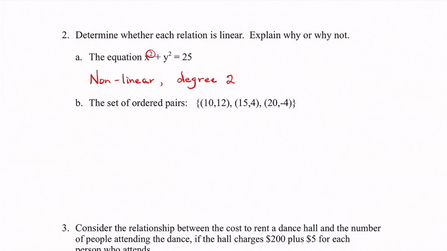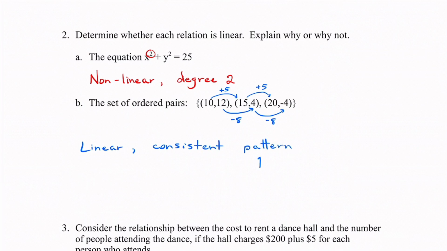For part B, we have the set of ordered pairs. So for the first one, we had 10 and 12, then 15 and 4, and then 20 and -4. If I look at the independent variable, I went from 10 to 15, and then from 15 to 20. So the first time it added 5, and the second time it added 5. That would be consistent. With the dependent variable, it went from 12 to 4, so that's minus 8, and then from 4 to negative 4, that's also minus 8. So in this case, it has that consistency. The pattern isn't changing, so it would be linear. All that pattern means is that it changed by the same amount each time.